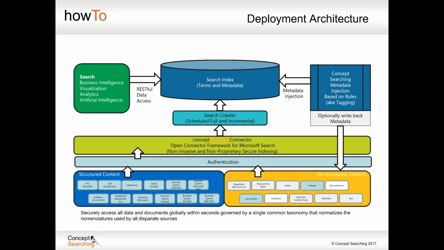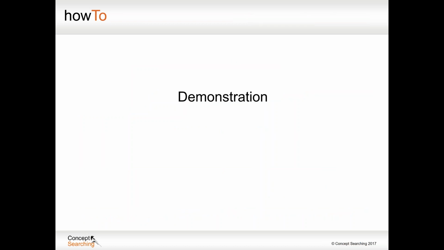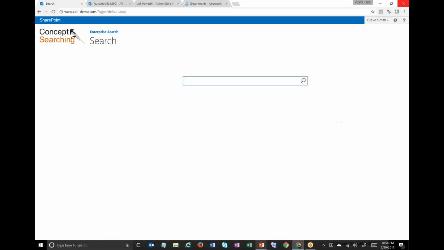And then on the top left, we can then show you how to connect business intelligence for visualization and analytics and apply artificial intelligence directly to that search index. You're not having to access the back-end systems anymore, right? So it's non-invasive. You're only really pulling the data from the search index. So let me actually demonstrate and show you how that works.